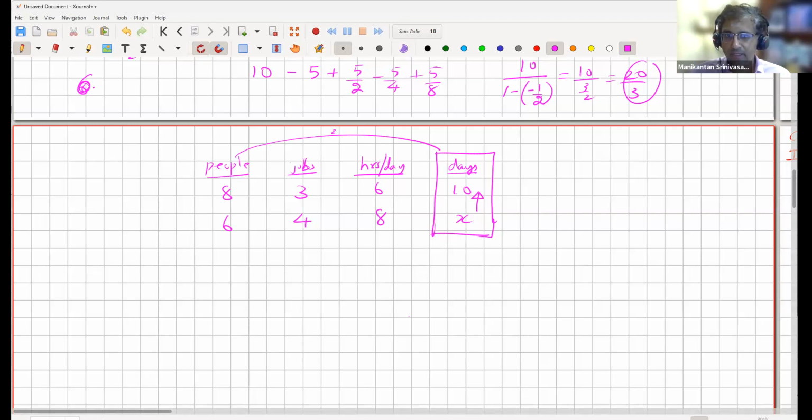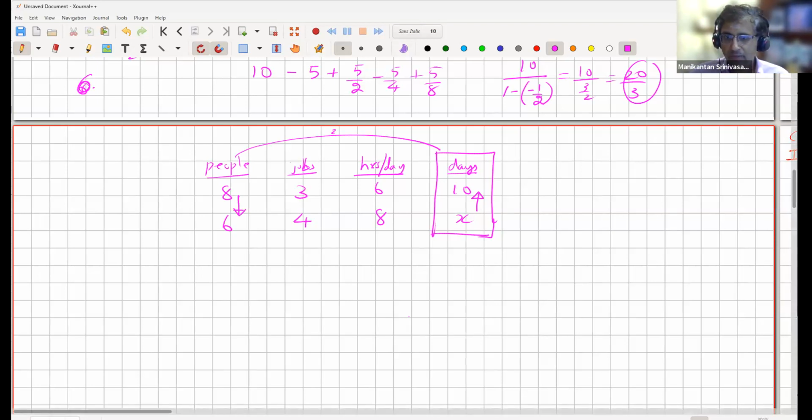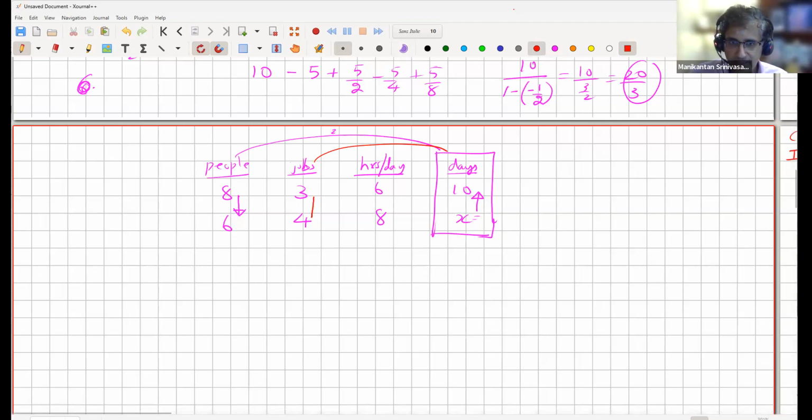If everything else were same, if you're just looking at people and days, more people means fewer days. For a given job, for a given hours per day contribution, more people means fewer days. Therefore, the relationship is downwards. Opposite of what we put here, we put upwards, therefore it's downwards. Next, we'll do the same thing. We'll compare days versus jobs, keeping people and hours per day same. Again, number of people is same, number of hours per day is same. More days means, is it more jobs or fewer jobs? More jobs. So you'll put this in the same direction.